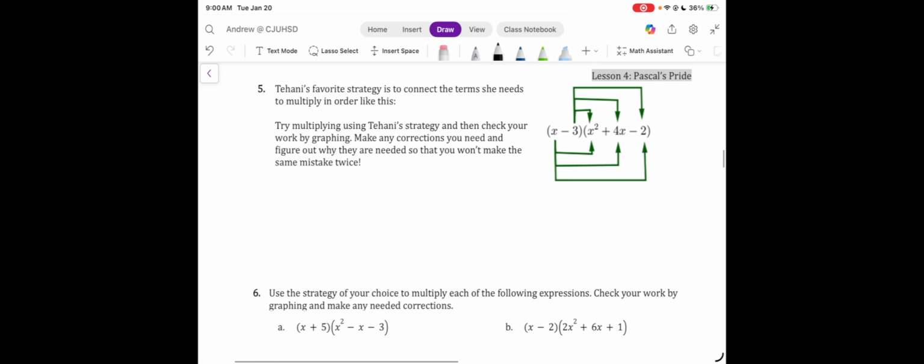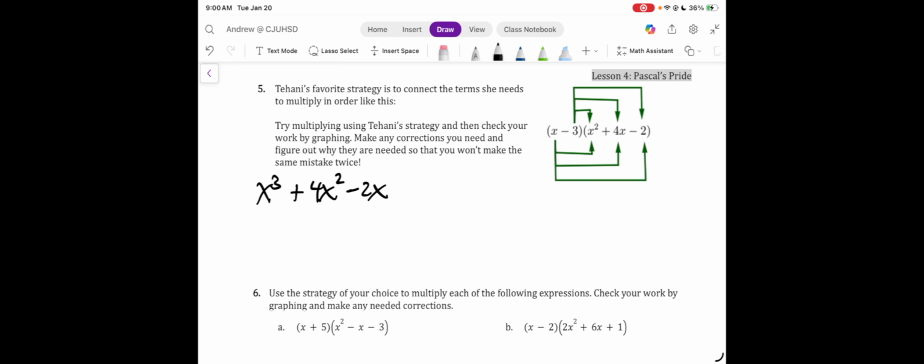Tehani's favorite strategy is to connect the terms she needs to multiply in order like this. So this is really just a visual distributive property. And so let's try this. She's going to multiply x times x squared and get x cubed, x times 4x and get 4x squared, and x times negative 2 and get negative 2x.